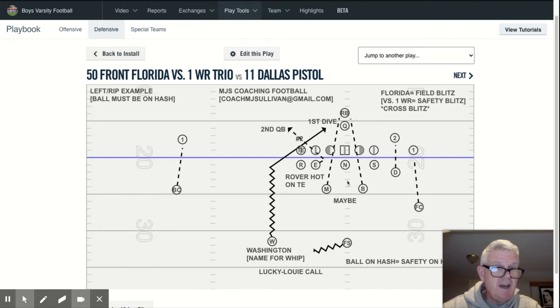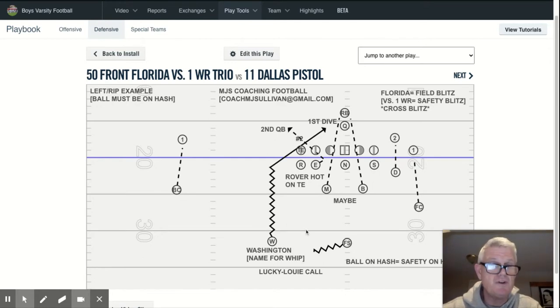When the ball's on the hash is the only time I will make a call relative to our field boundary pressure. So field is literally the big field. In this case, ball's on the right hash, so anything on the left. A boundary blitz would be obviously into the short side of the field. So we're going to focus on the field for now. Our field pressures begin with the letter F. So Florida is what this particular field pressure is called, and that is one of our cross blitzes.